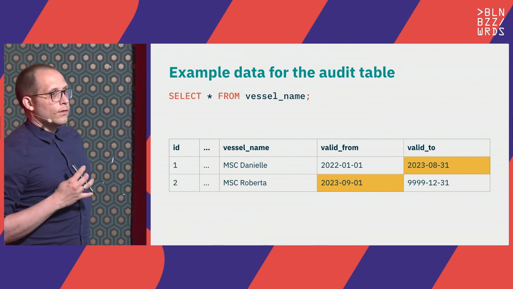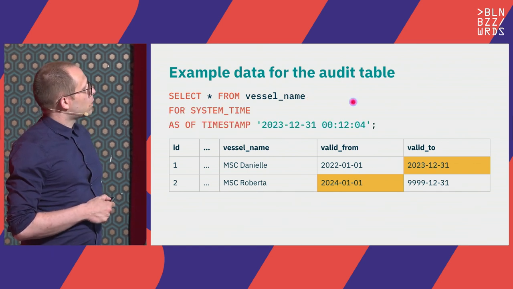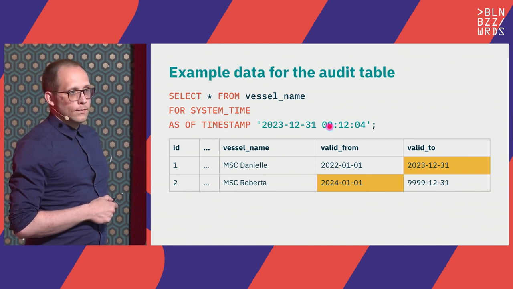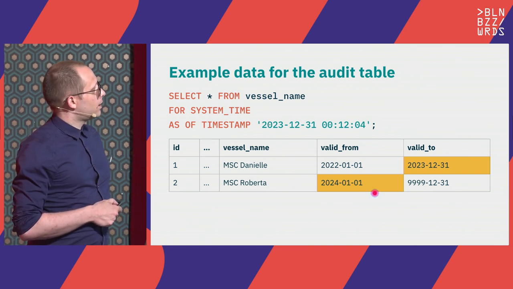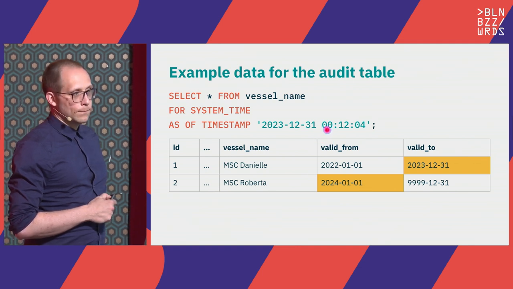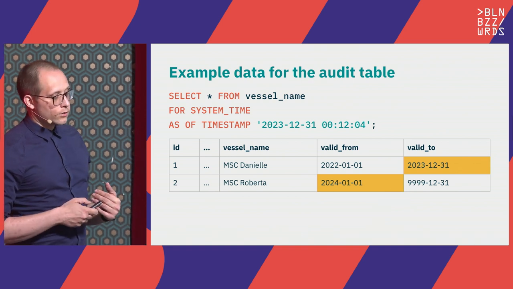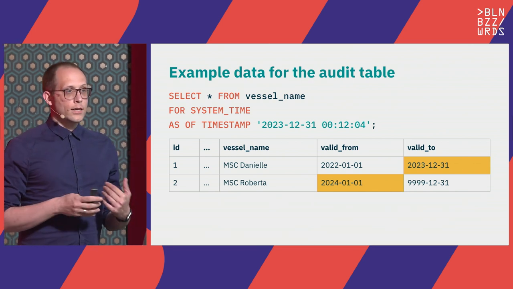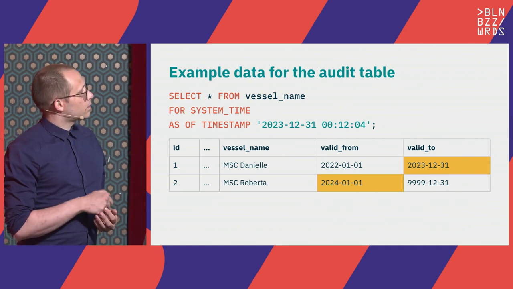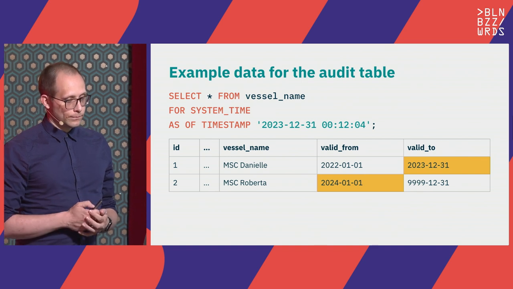If we want to have the version before that, we can query for system time as of timestamp. And this is the transaction time we are interested in. And then we get the state of the data in the table as of New Year's Eve in 2023. And we get the old values. So we can get rid of the whole audit table and the trigger and the stored procedure to copy that over. And this is really, really more convenient than the solution we built before.